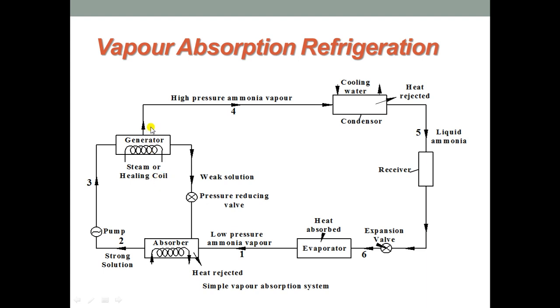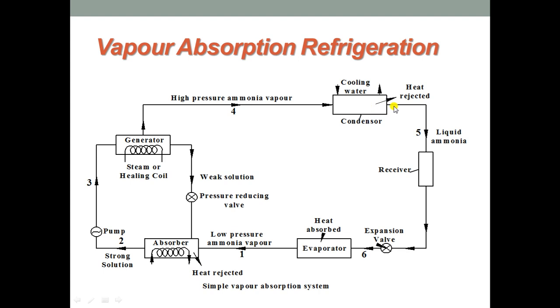While the high pressure, high temperature ammonia vapor refrigerant leaves the generator and enters the condenser, where it gives away heat to the circulating cooling medium. It may be cold water. The vapor refrigerant gets condensed to liquid state.